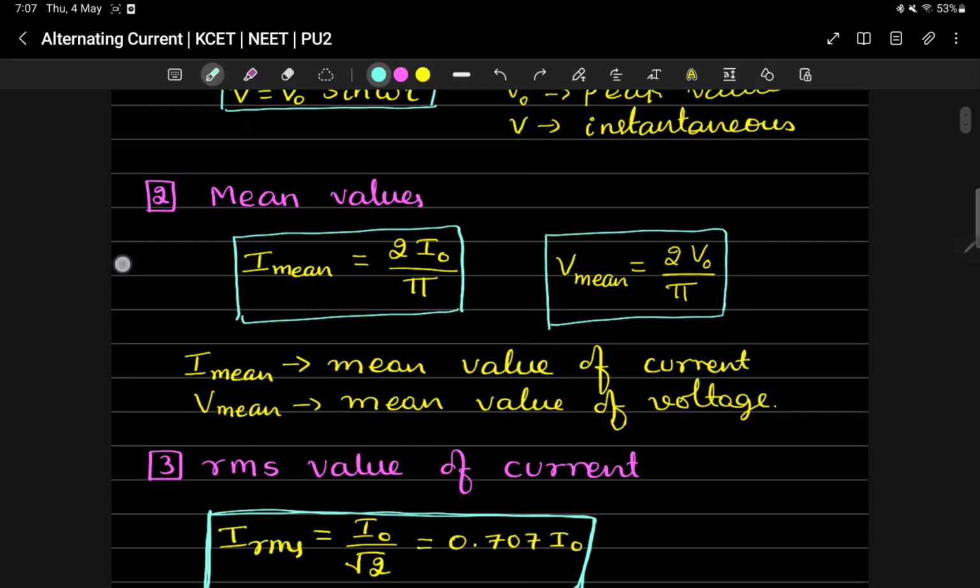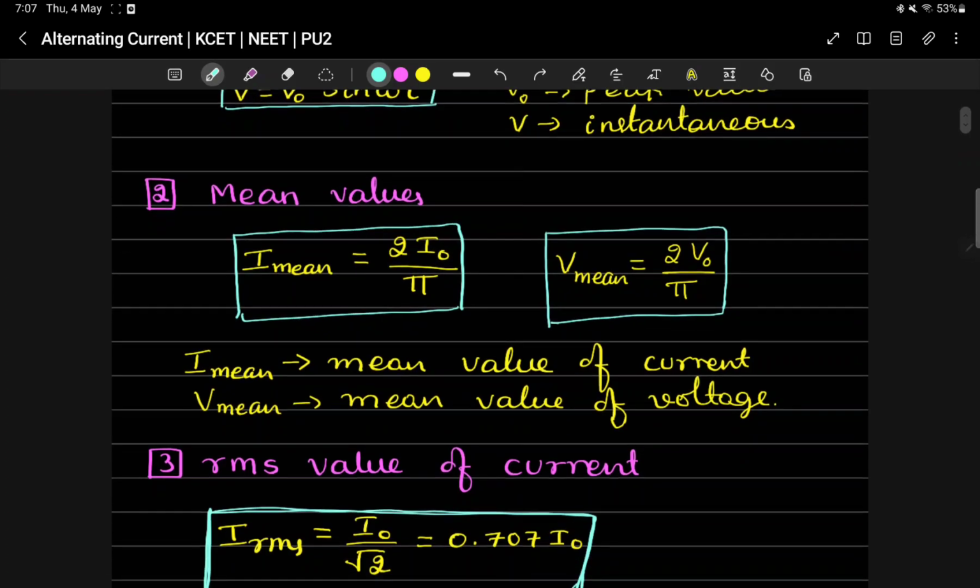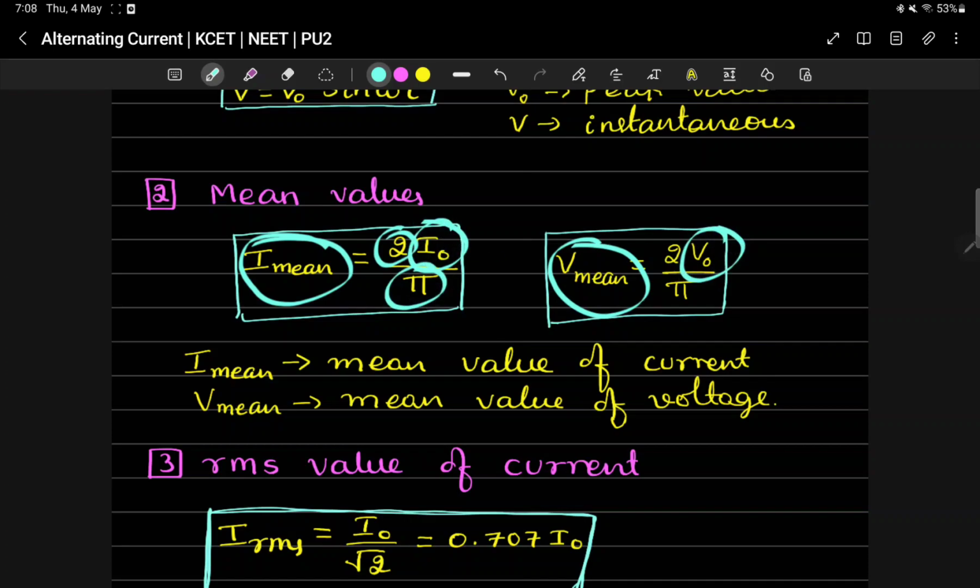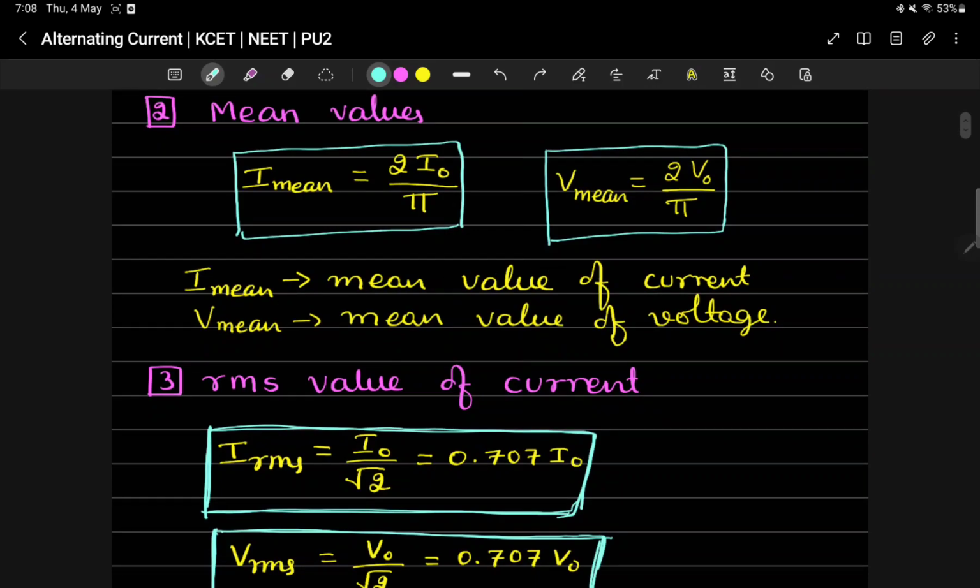Then the mean values of AC current or voltage are given by I mean = 2/π I₀ and V mean = 2/π V₀. So in general, the mean value of current or voltage is equal to 2 divided by π into the peak value of current or voltage. I will give the general formula for that also. Here I mean is the mean value of current, V mean is the mean value of voltage, I₀ is the peak value of current, and V₀ is the peak value of voltage.